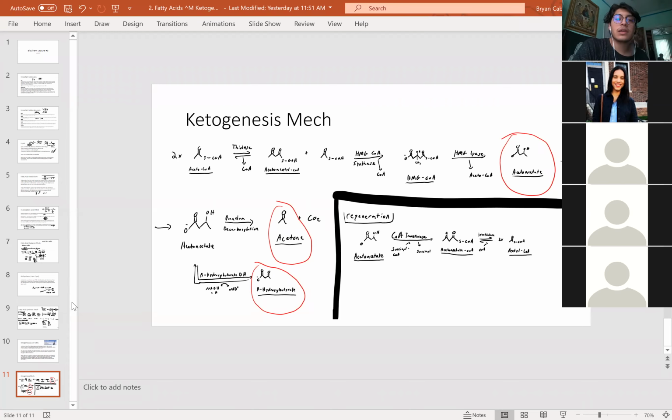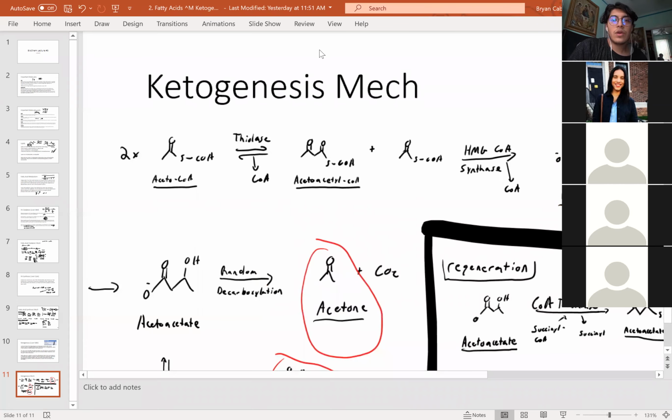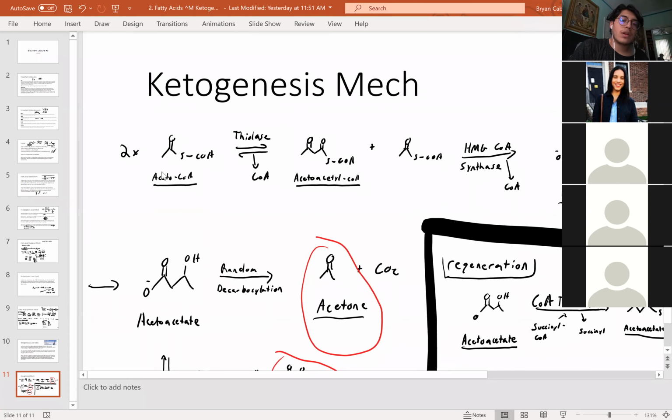All right, so for the ketogenesis mechanism, you have your acetyl-CoA. You have two of them. You're going to be using a thiolase.